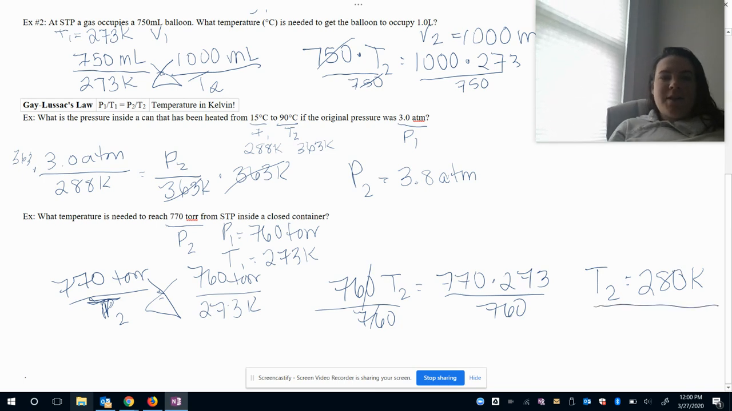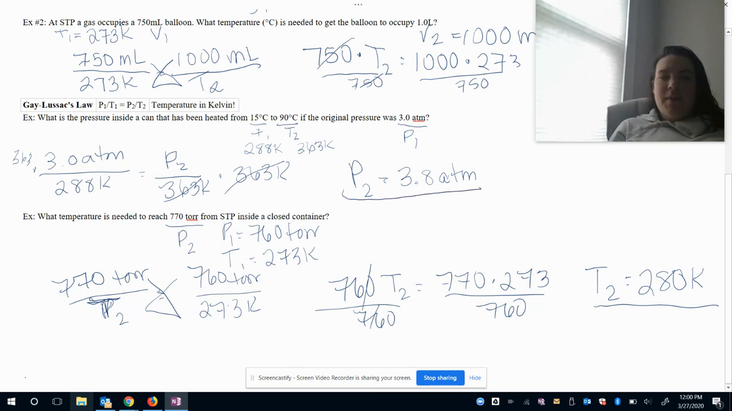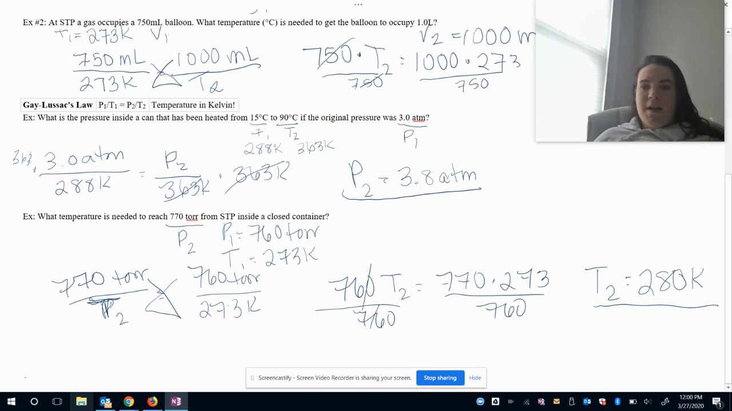Now this one doesn't say Celsius, so we're just going to leave that in Kelvin. That would be 7 degrees Celsius, but Kelvin is fine. That would be our answer. I forgot to underline this one. Okay, so those are the 3 gas laws. You'll use that to complete the next AL assignment.